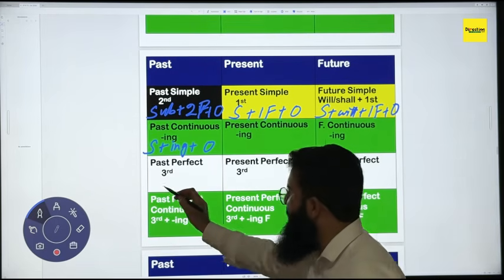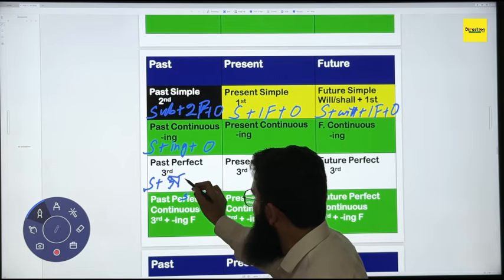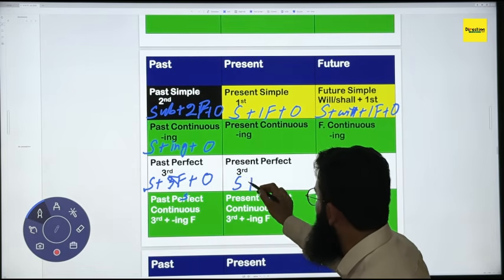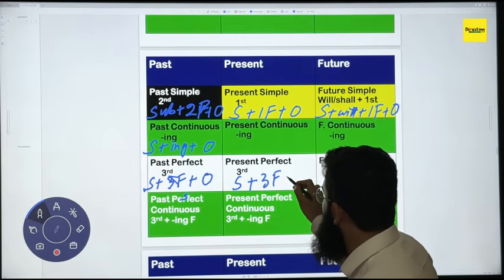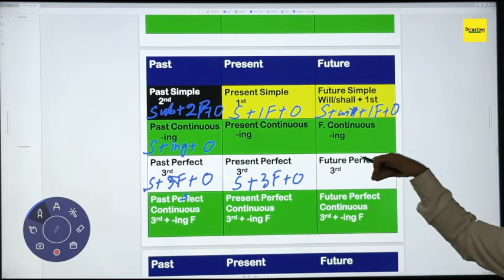Now here, what is the structure? Subject plus third form plus object. Is this clear? Same for here, but you have to add one extra thing, that is will.